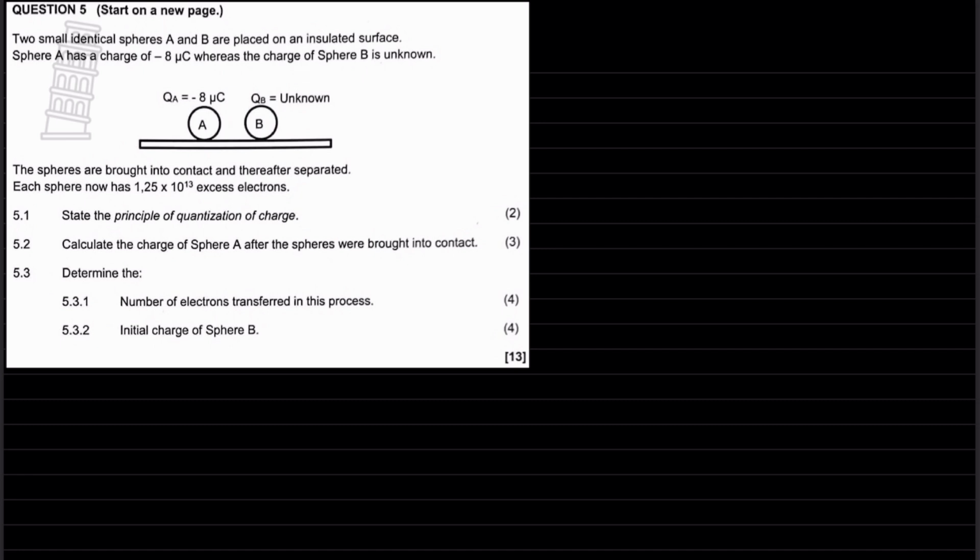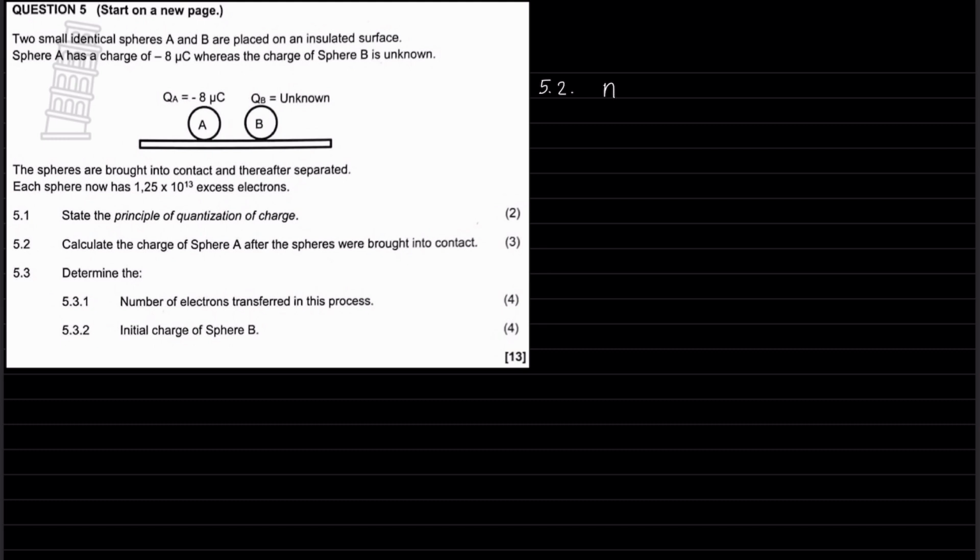State the principle of quantization of charge. We have definitions. We won't go through that right now. 5.2, calculate the charge of sphere A after the spheres were brought into contact. Okay, so 5.2, what do we know?